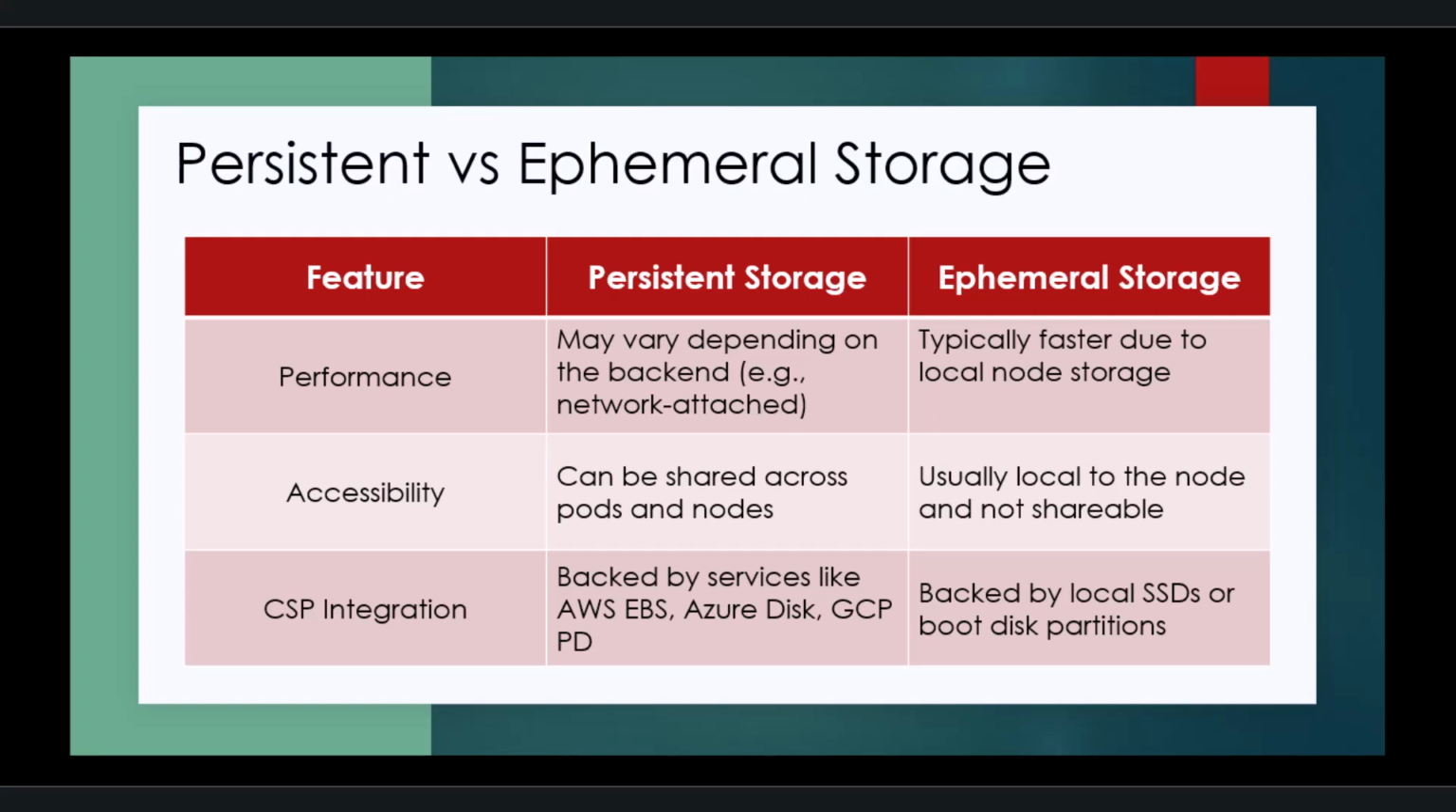In other words, it's directly attached to the cluster or the same leaf switch in the VXLAN data center. As far as accessibility goes, persistent storage can be shared across pods and nodes, but ephemeral storage is usually local and not shareable. And then CSP integration. Persistent storage is backed by services like AWS Elastic Block Store EBS, Azure Disk, and GCP Persistent Disk. Ephemeral storage is backed by local solid-state drives, in fact massive arrays, or boot disk partitions. Make sure you know these differences for the Cloud Plus exam.